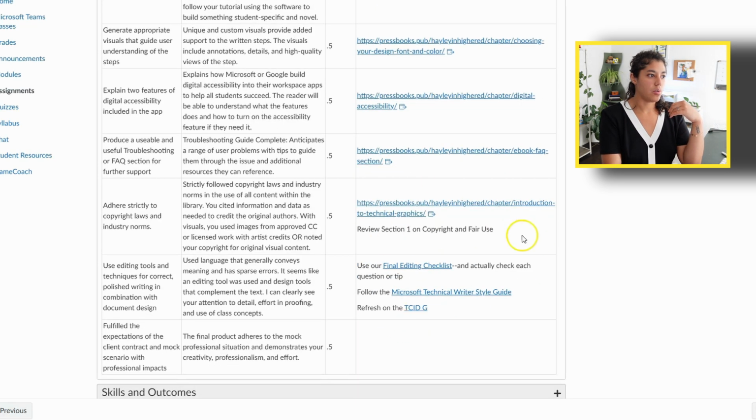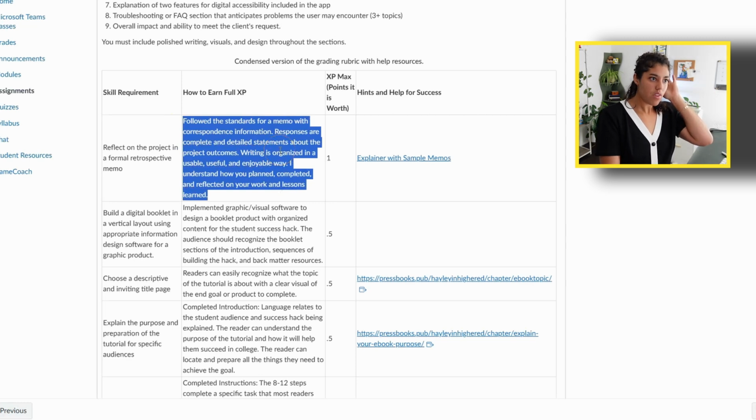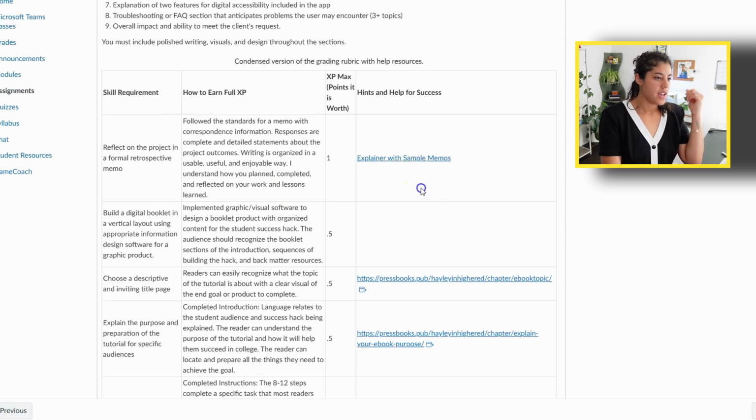So that way they knew, hey, you need to be able to reflect. Here's your skill. Here's what it means for you to earn all XP. Here's what you need to do, and here are tools to help you accomplish that. I made sure to write the rubric in a very clear way, or I tried to, connected to the skill and how to earn it.